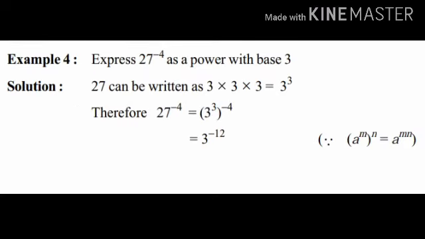Express 27^-4 as a power with base 3. Solution: 27 can be written as 3 into 3 into 3, that is called 3 cube. Therefore, 27^-4 is equal to (3³)^-4, since 27 means 3 cube and whole power minus 4. That is equal to 3^(3 × -4), which is 3^-12, since (a^m)^n = a^(mn).